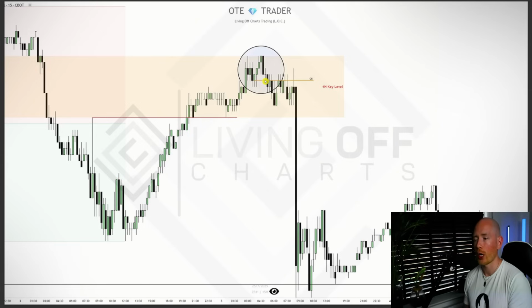And the 1 hour is not ready yet. And typically you want to have all the time frames aligned. So the 4 hour, 1 hour aligned for bearish. That makes it higher probability. Hence the little bit of a wider stop loss.